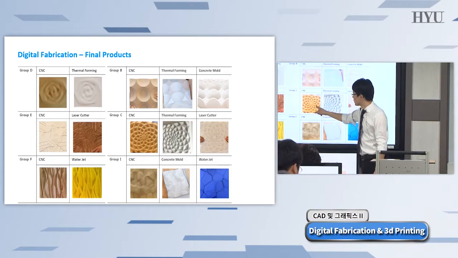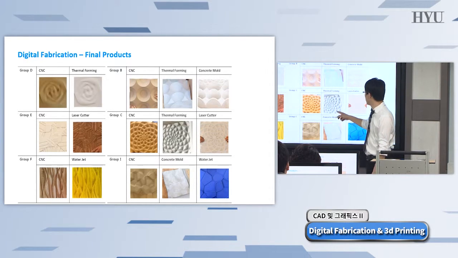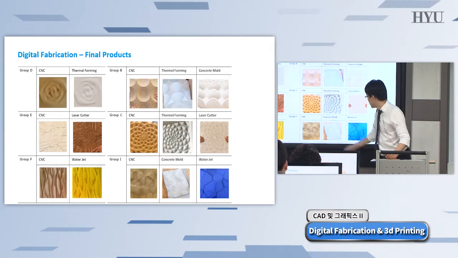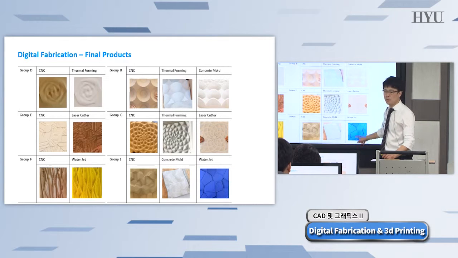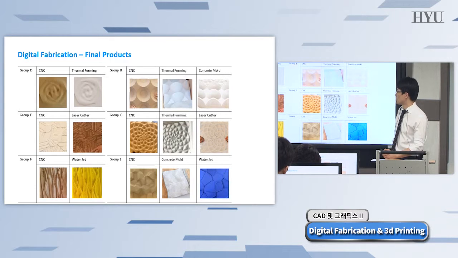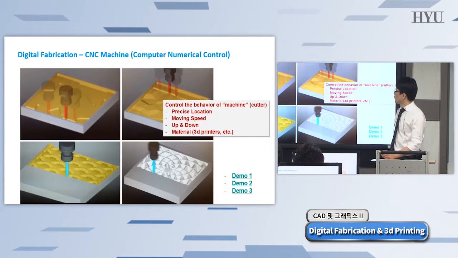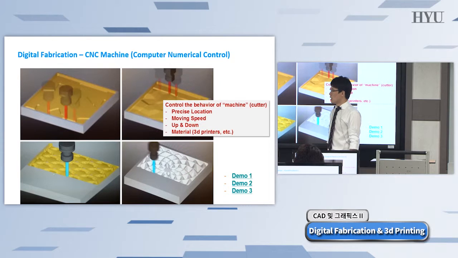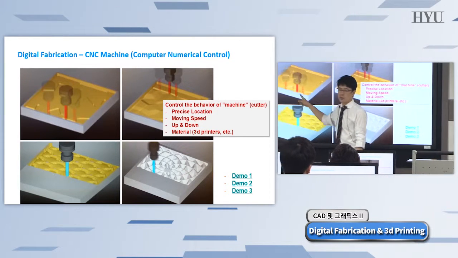Anyway, another example I show you, this one, sunflower case and thermoforming and laser cutter based creation, something different. And another concrete mold and water jet created plastic structure and CNC machine structure, water jet, laser cut, and so on, okay? So let's take a look at some CNC machines, computer numerical control. I mean, CNC stands for computer numerical control, which means how to control the behavior of this drill.